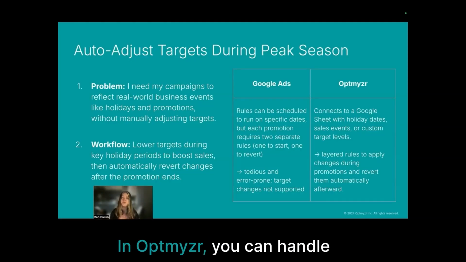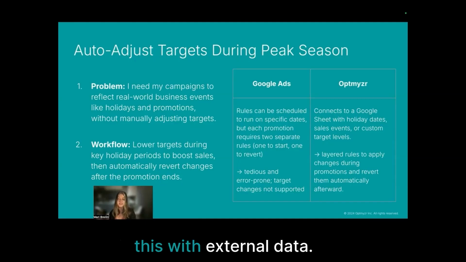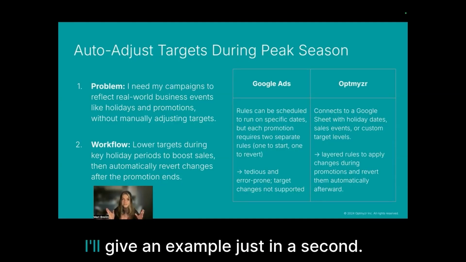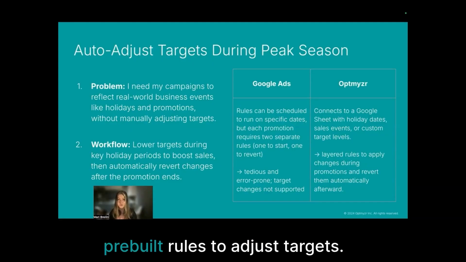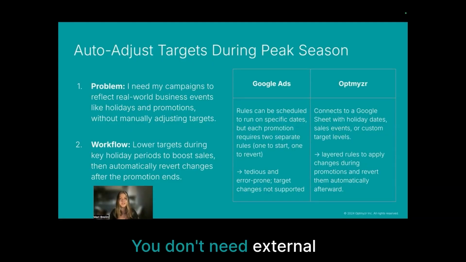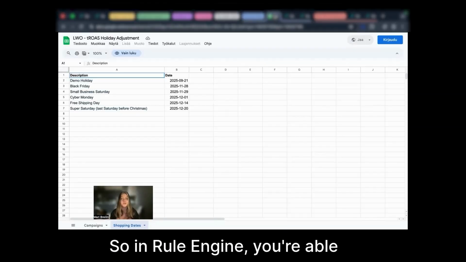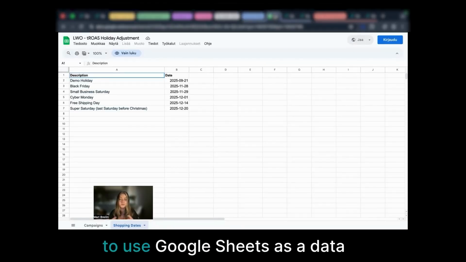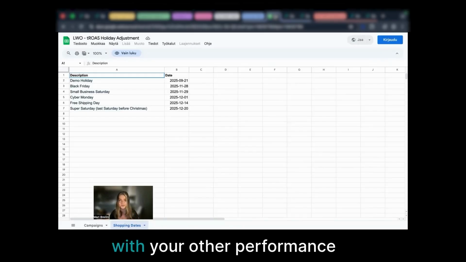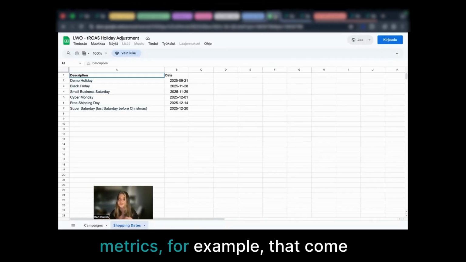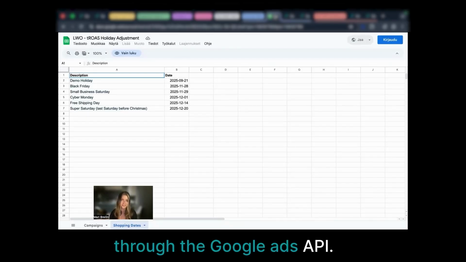In Optmyzr, you can handle this with external data. I'll give an example just in a second, but you can also use our pre-built rules to adjust targets. You don't need external data necessarily for this. So let's have a look. So in Rule Engine, you're able to use Google Sheets as a data source, as an additional data source, and layer this data with your other performance metrics, for example, that come through the Google Ads API.